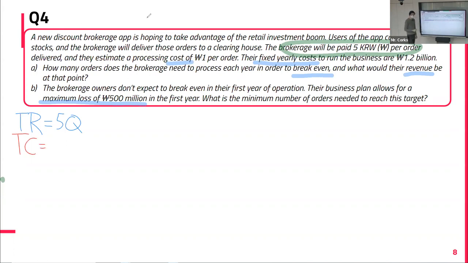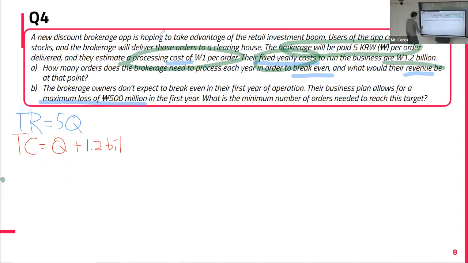We need a total cost. Okay, good. So Q plus 1, and I'm just going to be lazy here, 1.2 billion. Not going to write all the zeros. Processing costs, 1 won per order. There's the variable cost, 1 won, and our fixed yearly costs, 1.2 billion. Yeah. All right, so what's next?